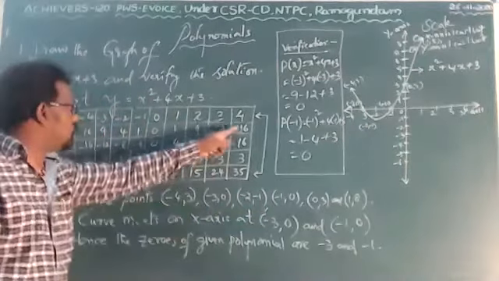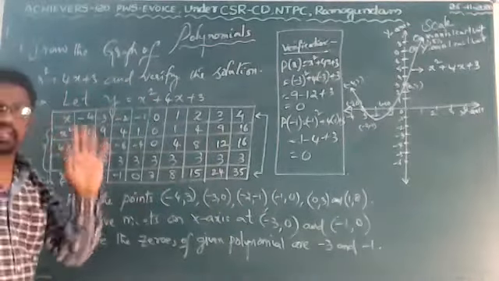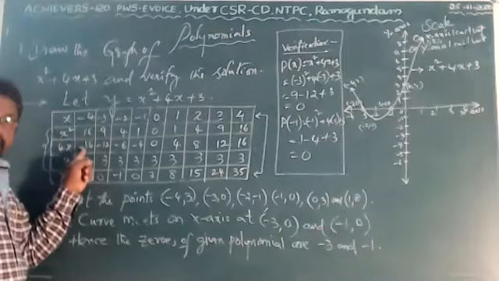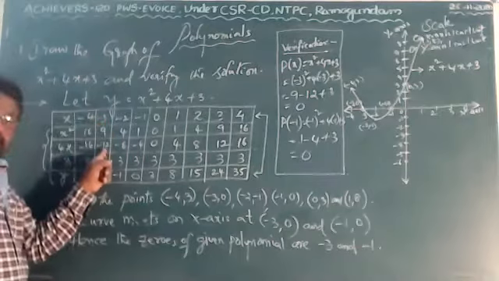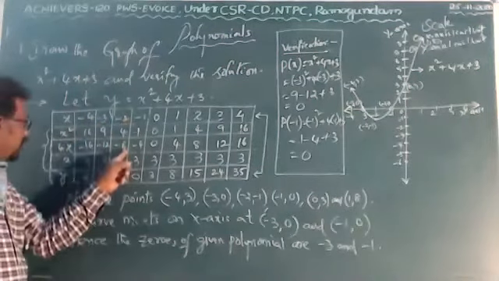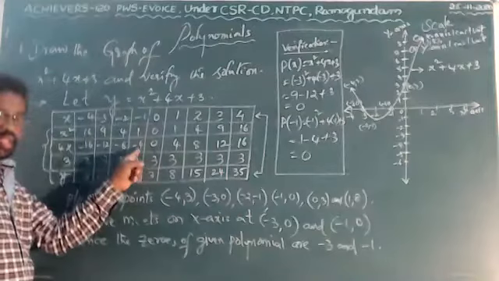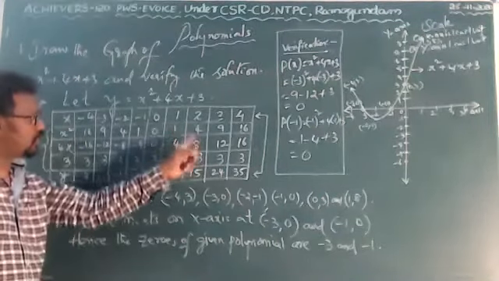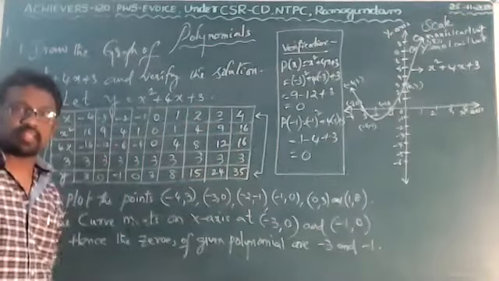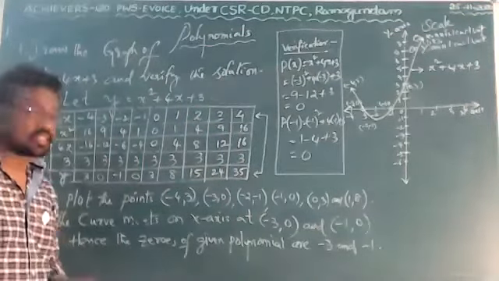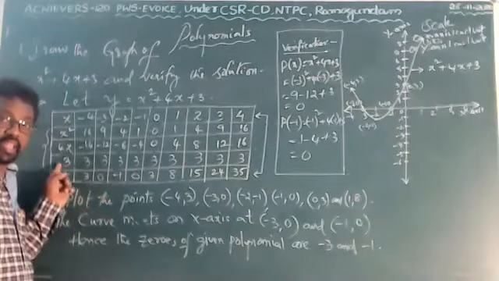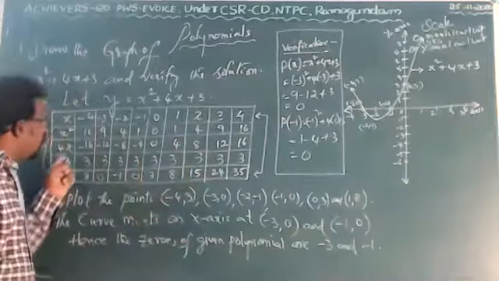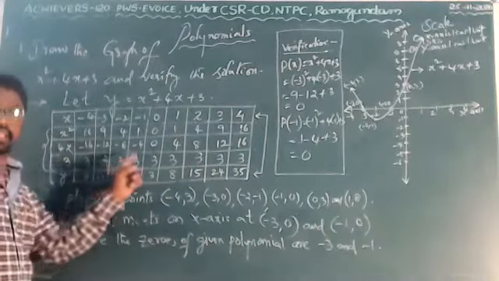All the time you will get this. For the 4x term, the x value is -4: 4 into -4 is -16, 4 into -3 is -12, 4 into -2 is -8, 4 into -1 is -4, 4 into 0 is 0, 4 into 1 is 4, 4 twos are 8, 4 threes are 12, 4 fours are 16. If the constant were -3, you would get -3 every time. But here it is positive 3, so you get 3, 3, 3, 3.